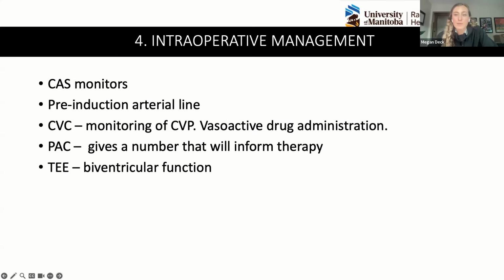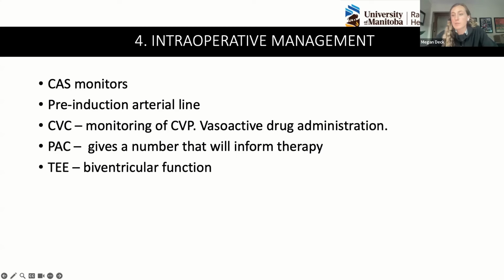So in terms of intraoperative management, we need to consider what monitors might be necessary in these cases. Standard CAS monitors with the addition of invasive blood pressure monitoring should be used in all of these patients. Consideration should also be given to a central venous catheter to facilitate real-time monitoring of CVP as well as vasoactive drug administration. Of note, the isolated CVP value is not necessarily predictive of preload. However, dynamic changes in the RV filling pressure, new onset right heart failure, or worsening tricuspid regurgitation can be detected through examination of the CVP waveform.